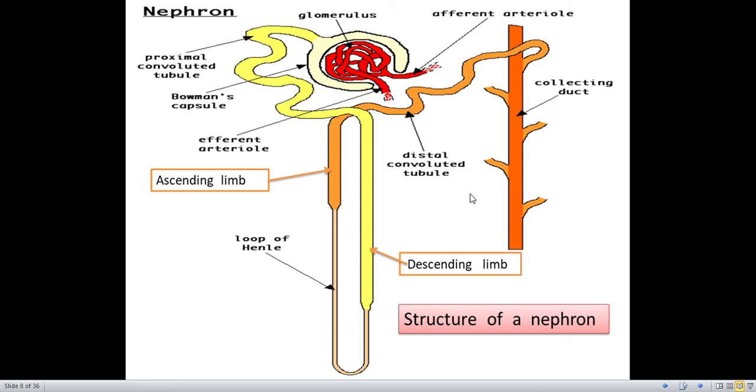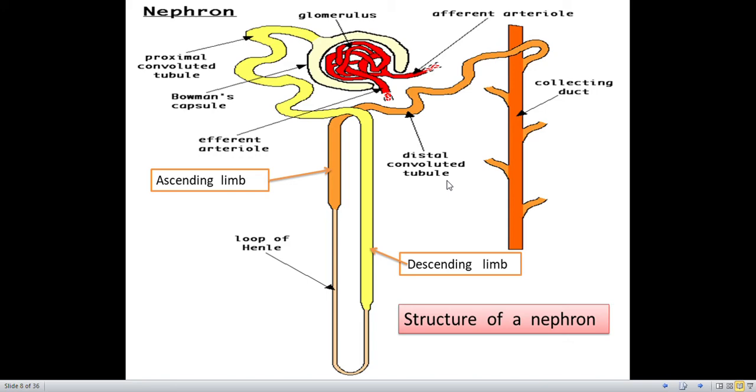The nephron is the structural and functional unit of a kidney. Each kidney consists of millions of nephrons. They all function together to filter blood and expel waste products. Now this picture shows the structure of a nephron.